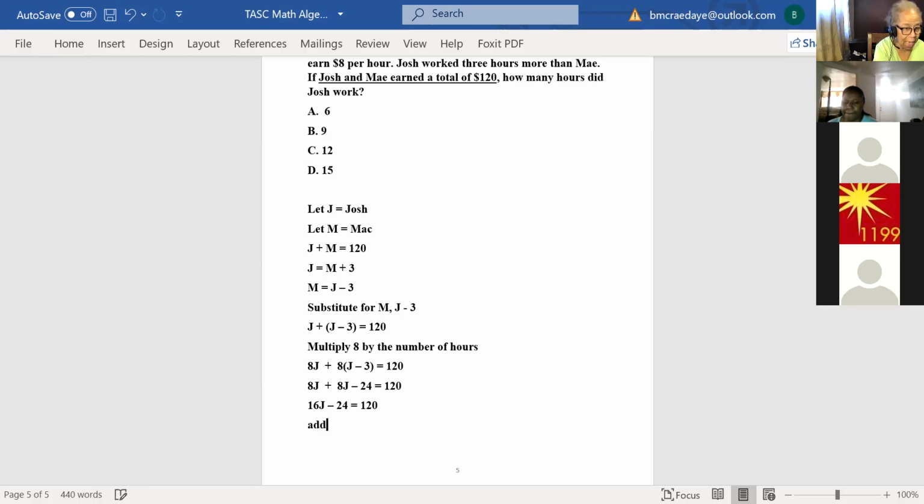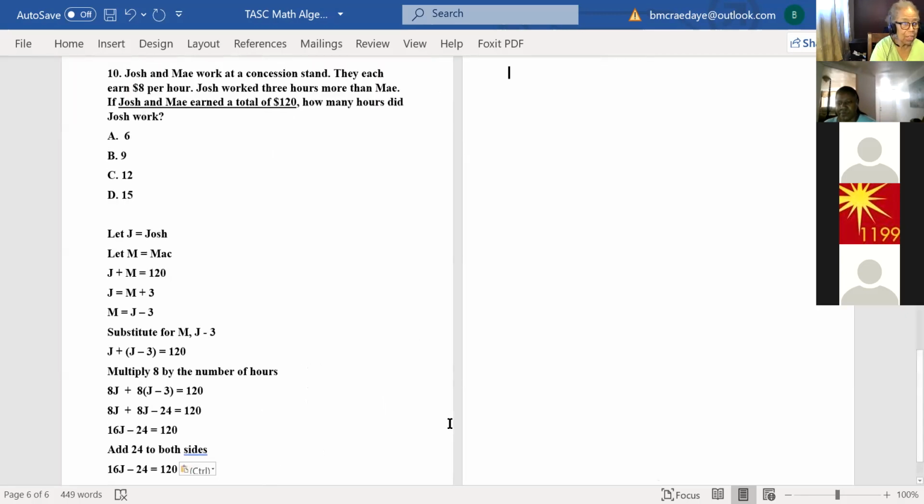So you've got to add 24 to both sides. All right. So what would that give me? No, Michelle, what do I get left on the left side? Let's just put that in. On the left side, if I add the 24, 16J. That's right. Very good. 16J. So, all right, I'll add 24 to both sides.